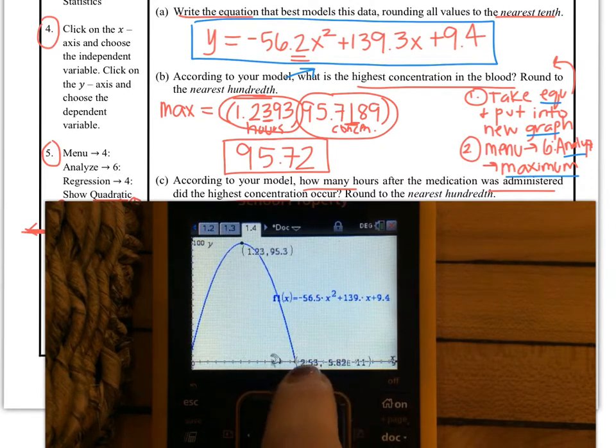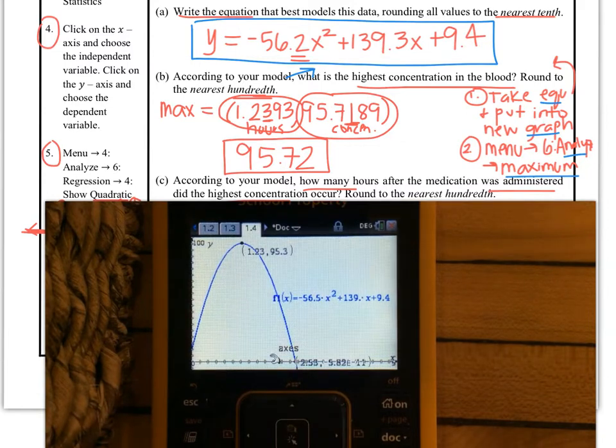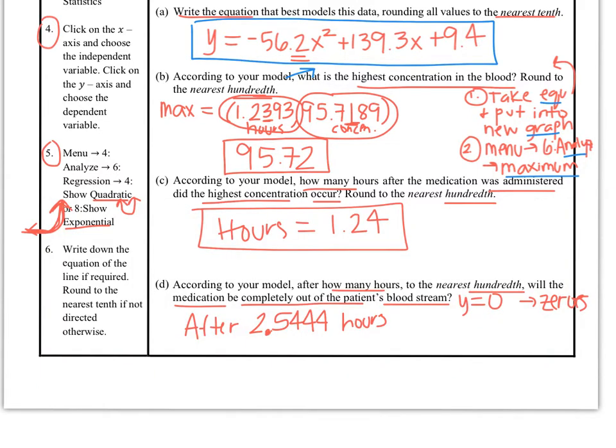2.53 is the number on the x-axis. So that's our answer to part D. 2.53 hours, the medication will be completely out of the patient's body. So again, I wrote down the actual value. If I use the right equation, it should be after 2.5444 hours is what your calculator should say. And rounded to the nearest hundredth would be 2.54 hours. Okay? All right, let's go ahead and flip on to the next page.